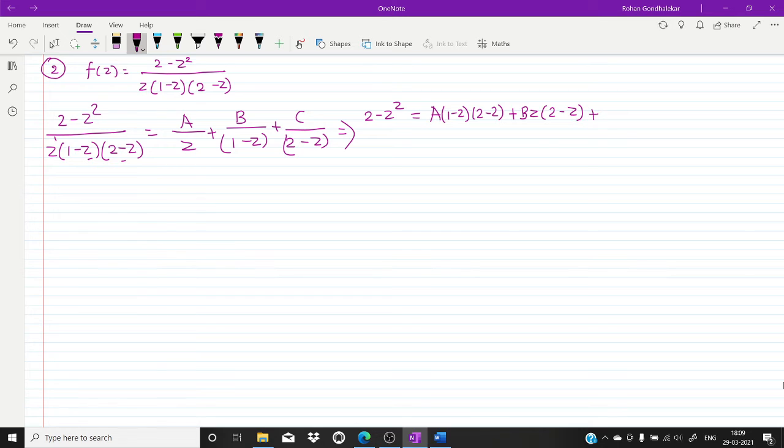And for c, what will be the terms? Yes, z and 1 minus z. Okay. Now, I am going to substitute first z equal to 0. When I substitute z as 0, this is going to be 0 because 0 into anything is 0. The second term is also 0. Only this term will survive. So 2 into (2 minus 0) square is equal to a into bracket (1 minus 0) into (2 minus 0). So that gives me 2 is equal to 2a, which provides a is equal to 1.